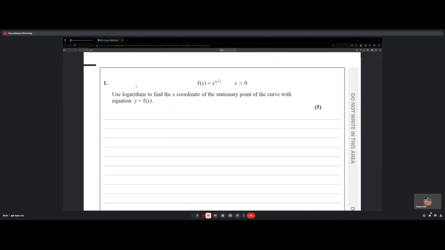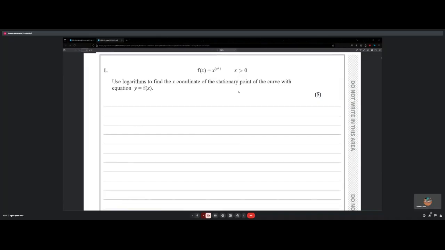You know, use logarithms to find the stationary point. This is a good question. Imagine finding the turning point for something like this. You'll never see it in an A-level maths exam, but the techniques that you build and the way of thinking that you develop for doing stuff like this is really, really good.